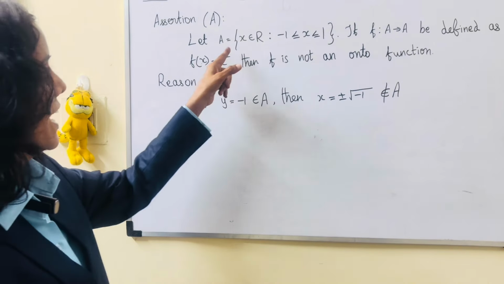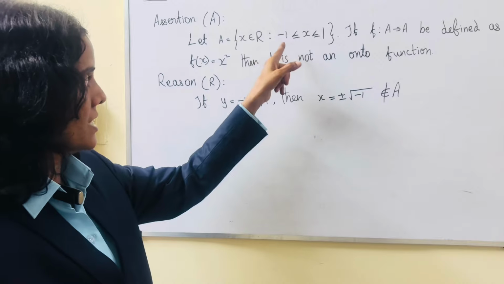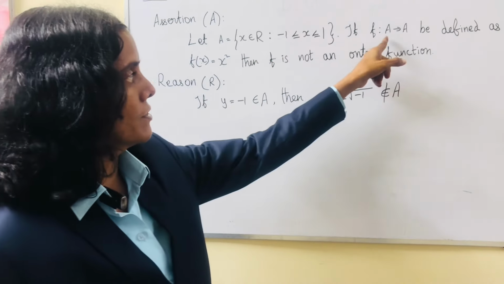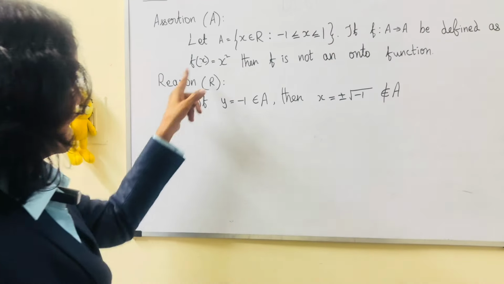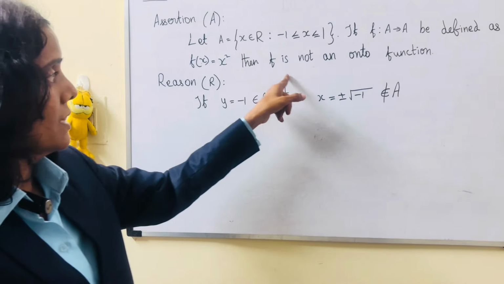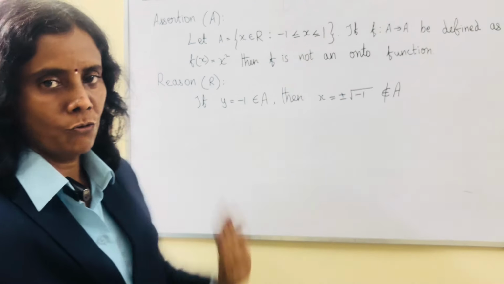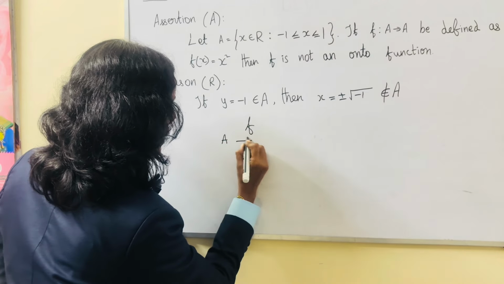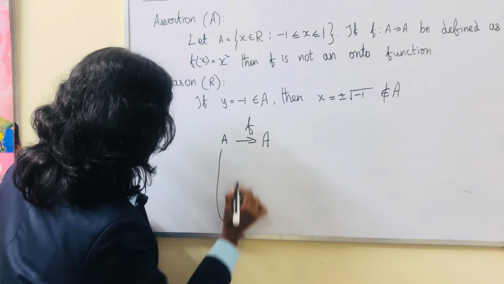Assertion is let A equal to X belong to R such that -1 less than or equal to X less than or equal to 1. If f is from A to A defined as f of X equal to X square, then f is not an onto function. இப்போ ஒரு map A to A அப்படின்னு எடுத்துக்கோ.